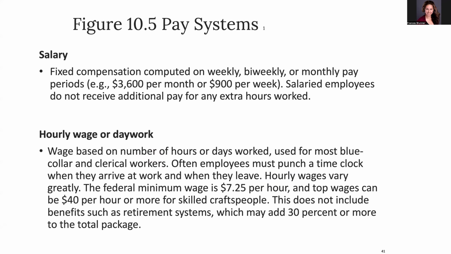Hourly wages are based on the number of hours worked or the number of days worked. This usually means that the employee needs to clock in and clock out, or there are other ways of recording or estimating their time. The federal minimum wage is $7.25 per hour, and top wages for hourly work can be $40 per hour or more for skilled craftspeople.